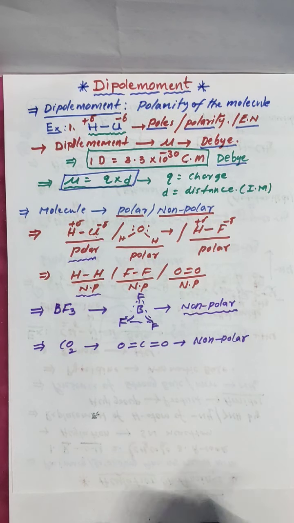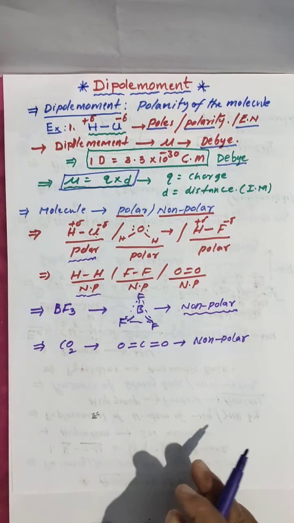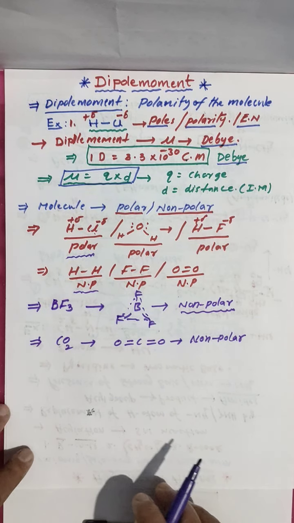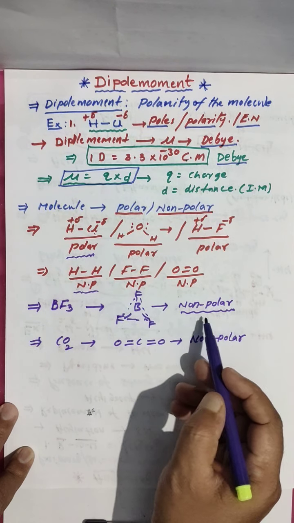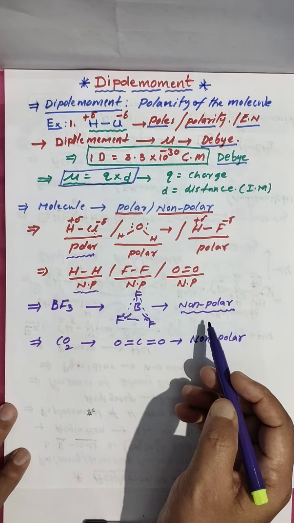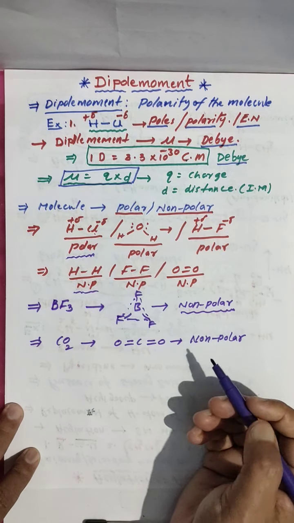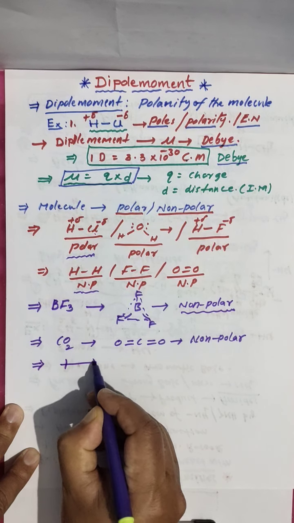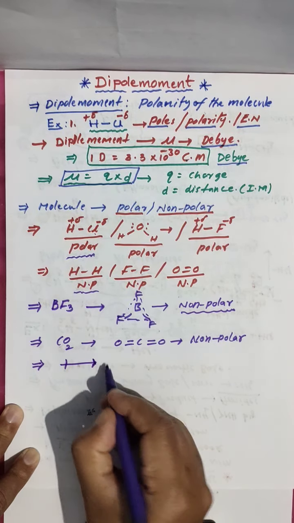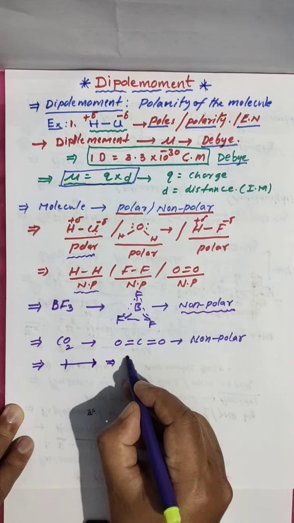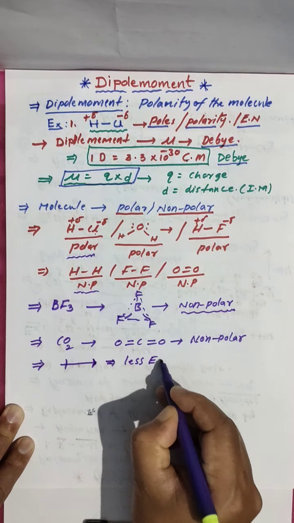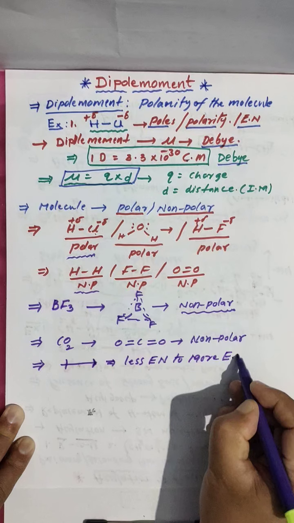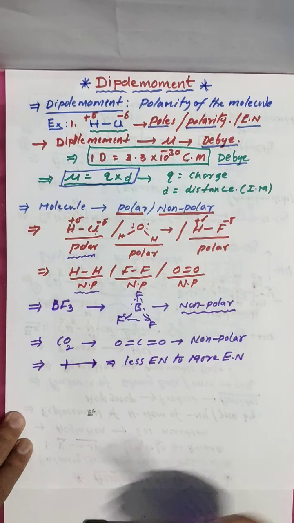To address which is non-polar and which is polar, we have to learn about dipole moment. If you know dipole moment, then you can address which is polar and which is non-polar. And one more thing: we depict dipole moment with a crossed arrow mark. This we have to show from less electronegative to more electronegative.